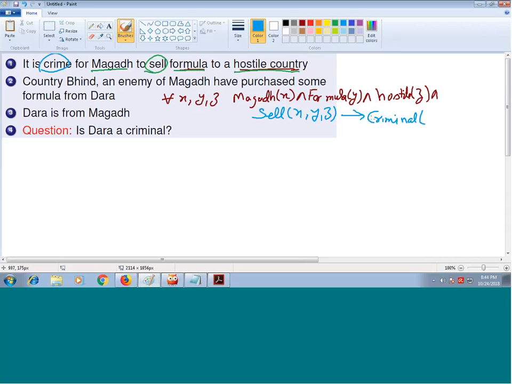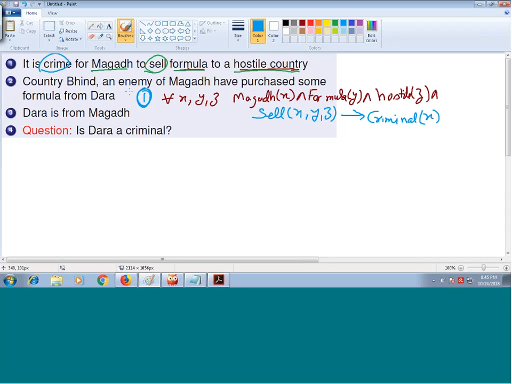Who is the criminal? Can you tell me? Yes, all right. I got the right answer because X is the Magad person who has the formula, and he has given the things to the hostile country. Therefore, who is the criminal? X is the criminal. So this is the first thing that I know.